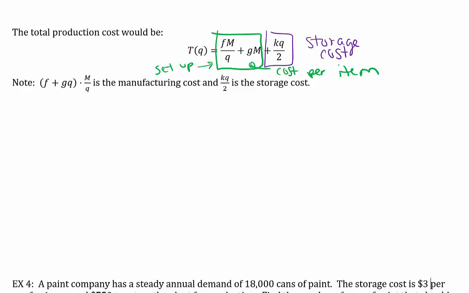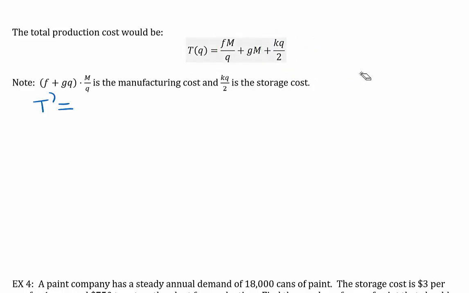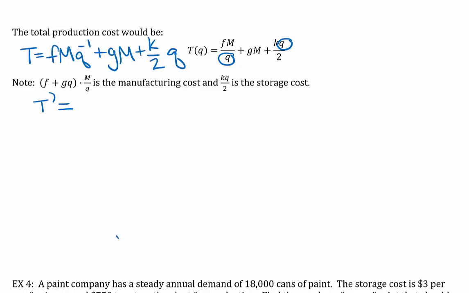Well, we have to find the derivative of this thing. And to find the derivative, we need to remember that our variable is Q. Everything else is a constant in this function. So the only variables are those Q's. For the first term, the F and the M are constants. Q to the negative 1 is my variable. So my derivative would be negative FM Q to the negative 2. GM is a constant. The derivative is 0. And the last term, K over 2 times Q, the derivative is K over 2.